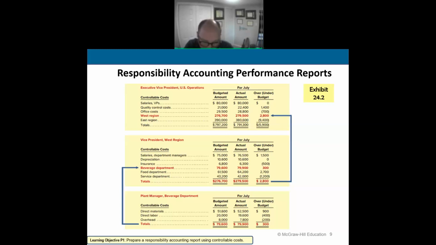If I'm a beverage division manager, department manager, I can manage the amount of beverages I have, my inventory. I can manage the amount of labor I'm using in my department. I can manage, to some degree, the amount of overhead for my department. I can control those costs. So each department manager is concerned with looking at the direct materials, direct labor, and factory overhead for their department. So they manage those controllable costs, right?